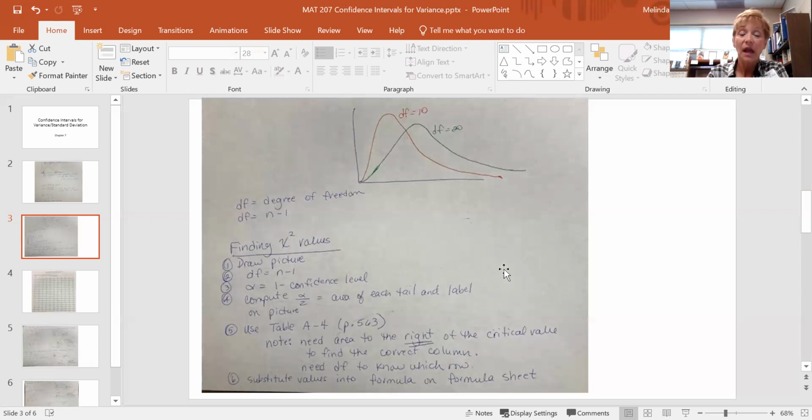Okay. And then you're simply going to take those chi-squared numbers and substitute them into the formula that I'm going to give you in a minute. So the only real work that you have to do is find these chi-squared values. Now, when they come off the table, those are the chi-squared values. You're not going to square them. Chi-squared is just their name.